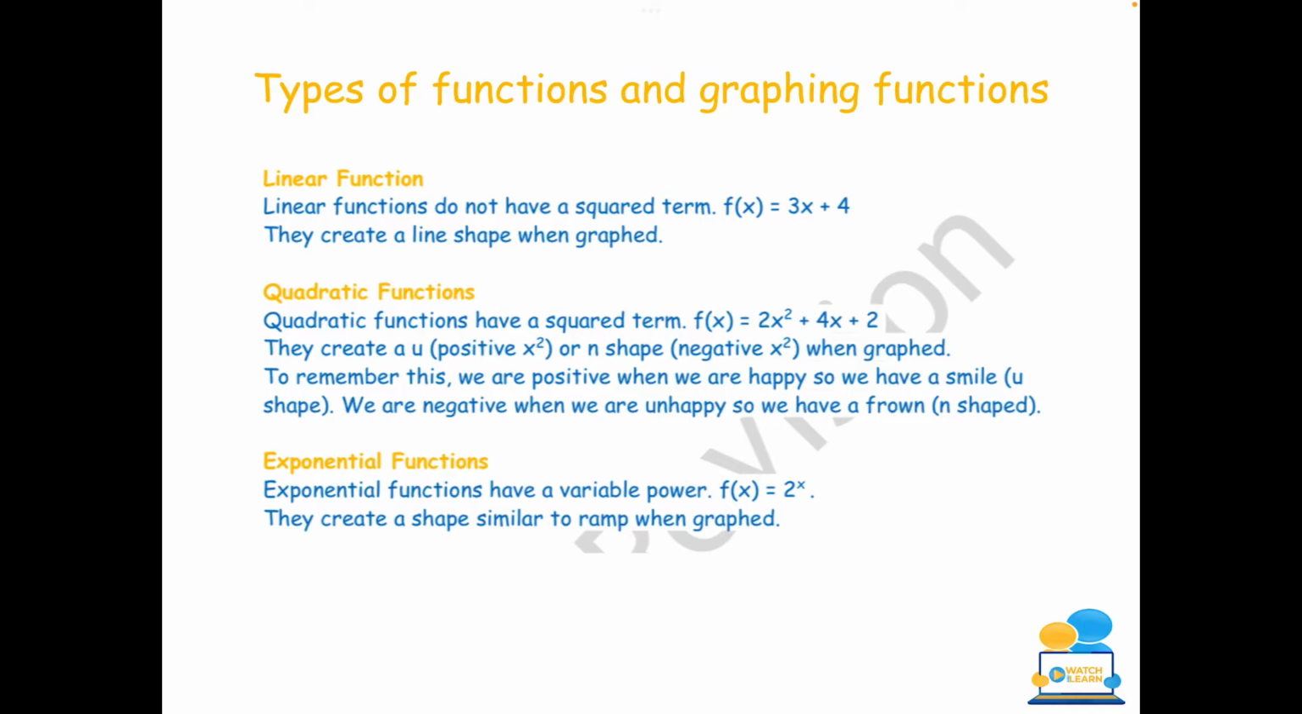Quadratic functions have a squared term in them. For example, f of x is equal to 2x squared add 4x add 2. They create a u shape when you have a positive x squared, or an n shape when you have a negative x squared. To remember this, we are positive when we are happy, so you have a smile. A positive x squared graph will be a u because it will be a happy graph. A negative x squared graph will create a frown shape, an n shape. That is just an easier way to remember if it is a positive or a negative quadratic function.